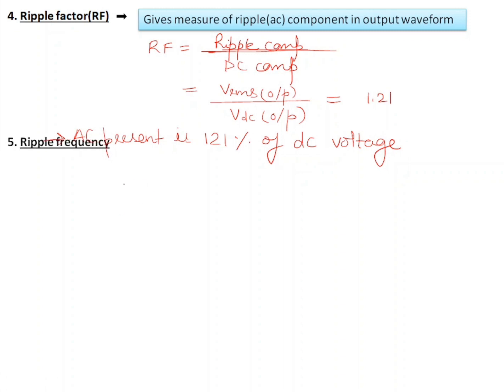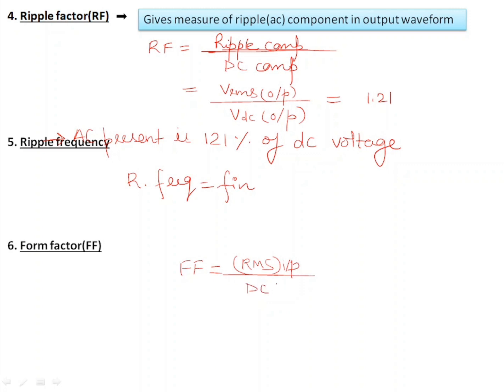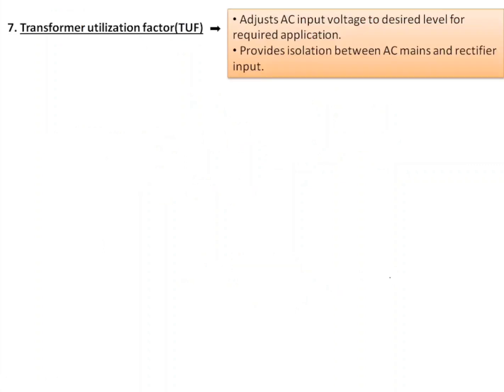Ripple frequency is the frequency of the ripple component of the output waveform. It is the same as the frequency of the input waveform. Form factor is defined as the RMS component at the output to DC at the output, and it comes out to be 1.57.